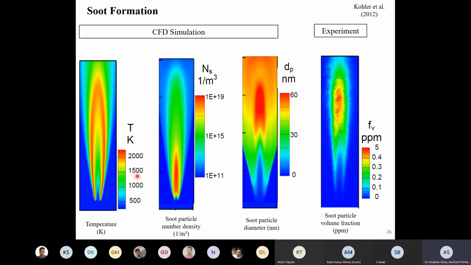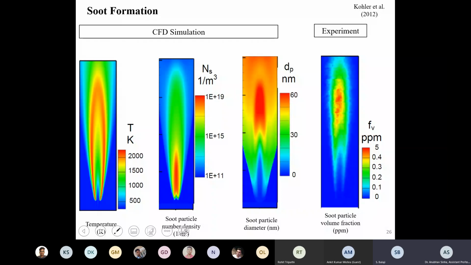Now let us look at soot particle number density. Here we see a large number of particles are formed, and here the particles are reduced. Any guess why, based on what we saw in the last slide? Why is the number decreasing? Oxidation of soot, sir. Oxidation of soot, as you said, is not so dominant here.